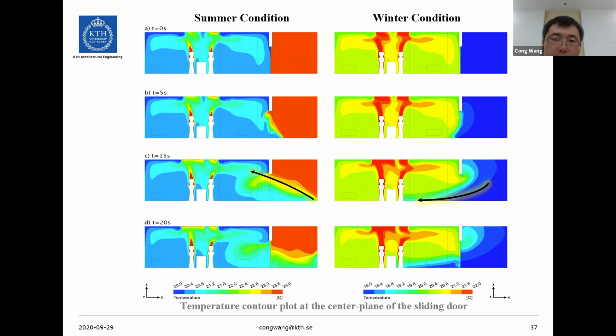In the summer condition, because the air in the corridor has a higher temperature than the air in the operating room, the hot air goes up and the cold air goes down, and we see the penetration of the corridor air into the operating room through the upper part of the doorway. But in the winter condition, the penetration of corridor air into the operating room goes along the floor level.